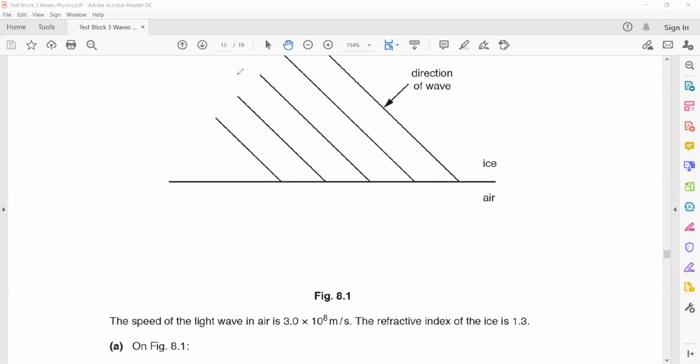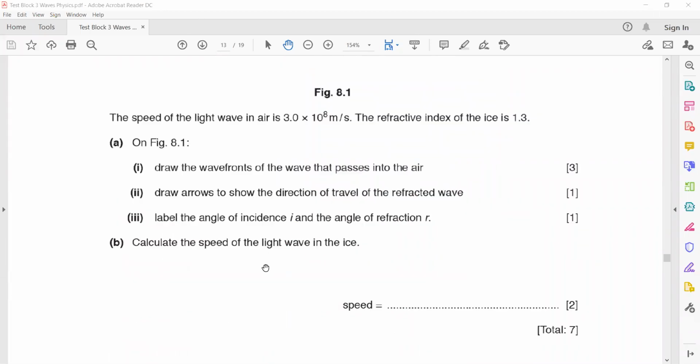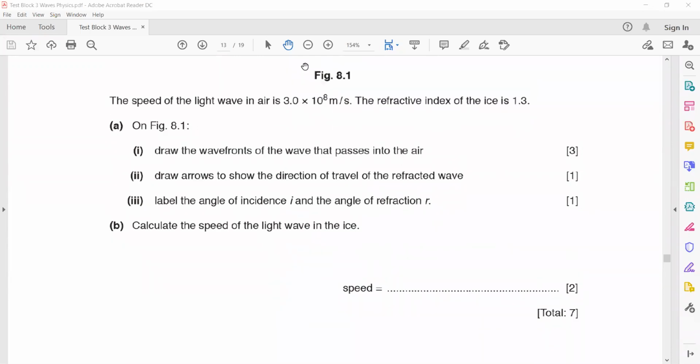Then calculate the speed of the light in ice. So how to calculate the speed of light in ice? Refractive index is the speed of light in air divided by the speed of light in the medium, which we don't know. Refractive index is 1.5, so v is equal to 3 exponent 8 divided by 1.5. So that will be 2 into 10 power 8 meters per second.